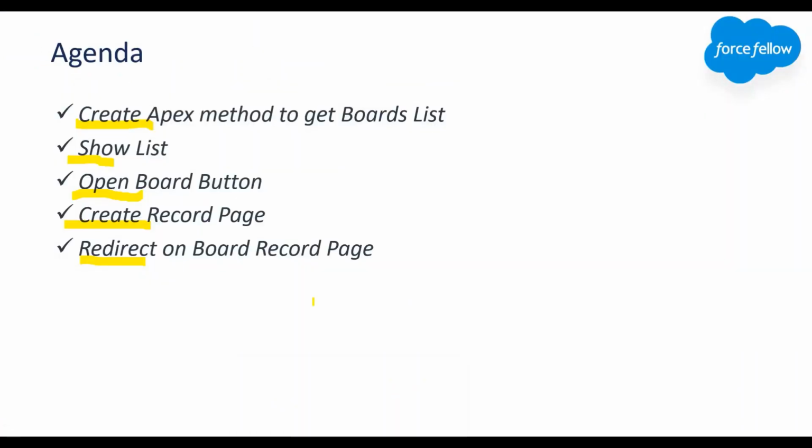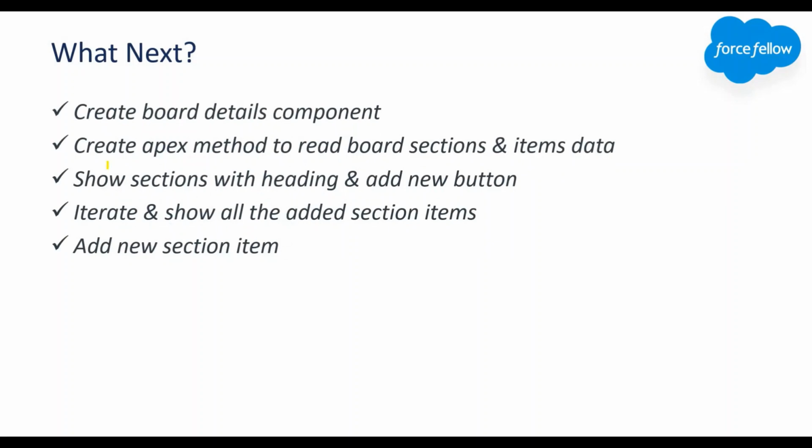So that's it in this part, because we have covered all these agenda items, and in the next video we will cover these points, like we will create a new board detail component, and also we'll create a new Apex method to read board sections and items data. Then we will move on to the UI part to create sections with a heading and new button, and then we will iterate all the added sections, and finally we will work on adding a new section item.